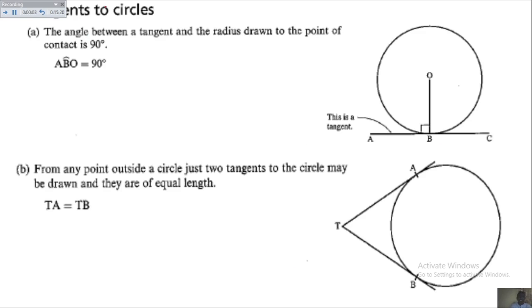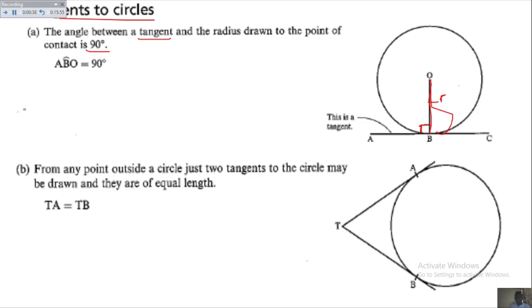Yes, this is a tangent. Tangent to circles: the angle between a tangent and a radius drawn to the point of contact is 90. This is very, very important when you have a tangent and a radius. A line coming from the center to touch this particular place is what we call a radius, because a line is drawn from the center to touch the circumference. And this is the tangent. Automatically, the angle formed between the radius and the tangent is 90. That's very, very important.